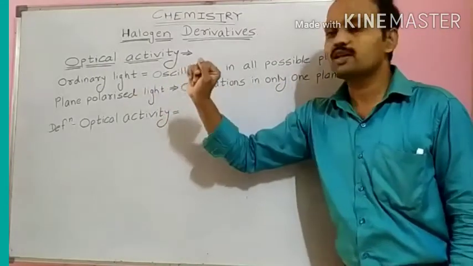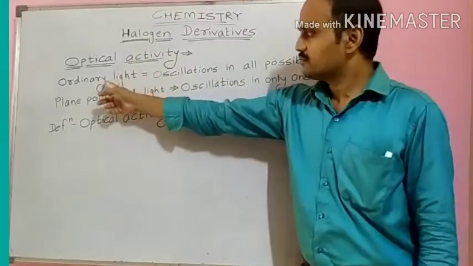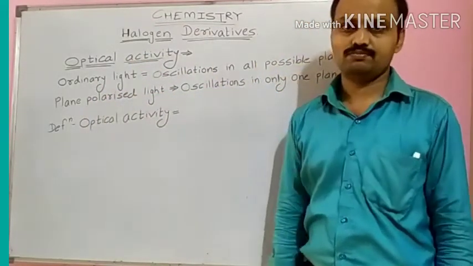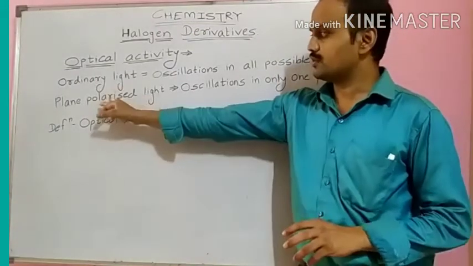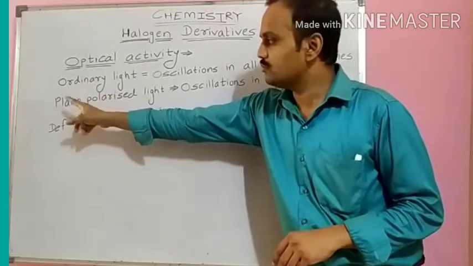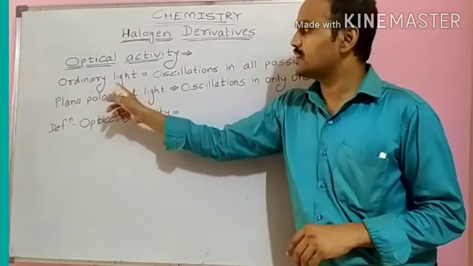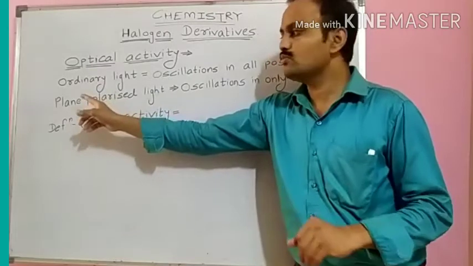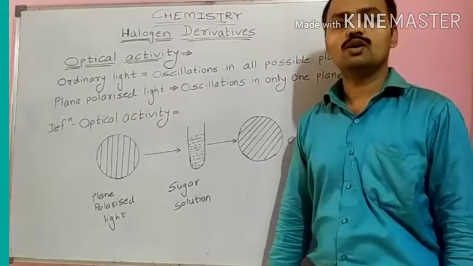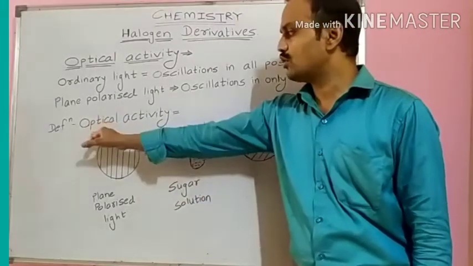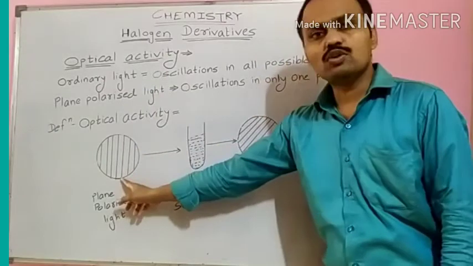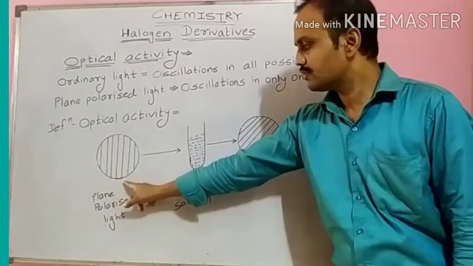How to obtain plane polarized light? When ordinary light is passed through a Nicol prism, which is one type of prism, we get plane polarized light. Now we will discuss the concept of optical activity. This is plane polarized light in this figure.